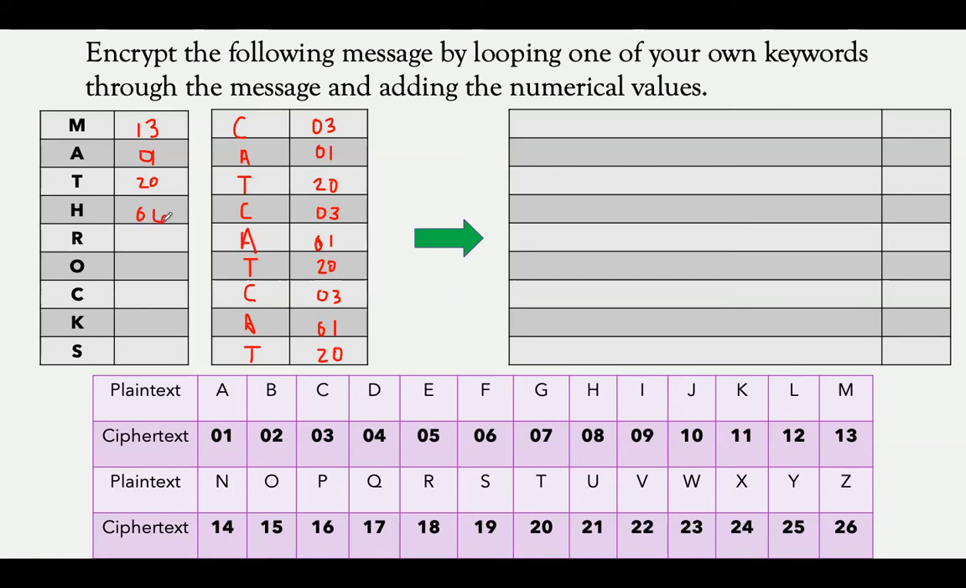Are you sure? I'm trying to read that. My bad. It's 0, 8. There we go. So 0, 8. R was 18. O was 15. C was 0, 3. K was 11. And S was 19.